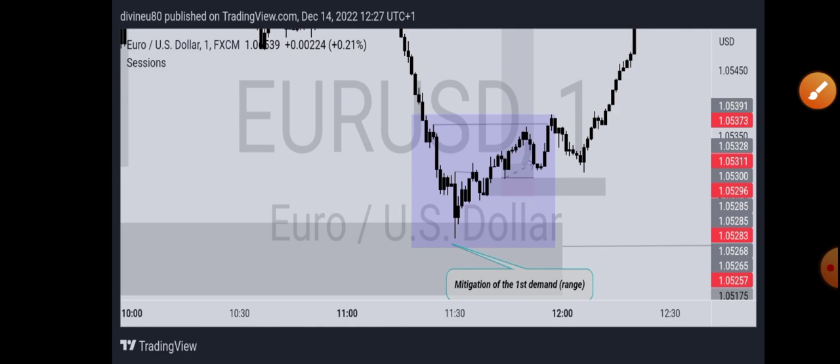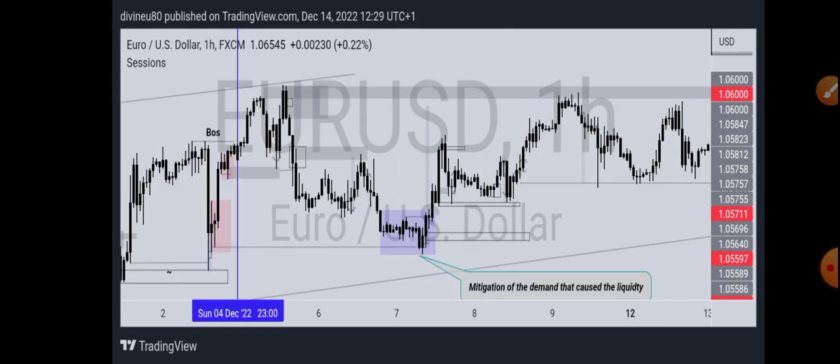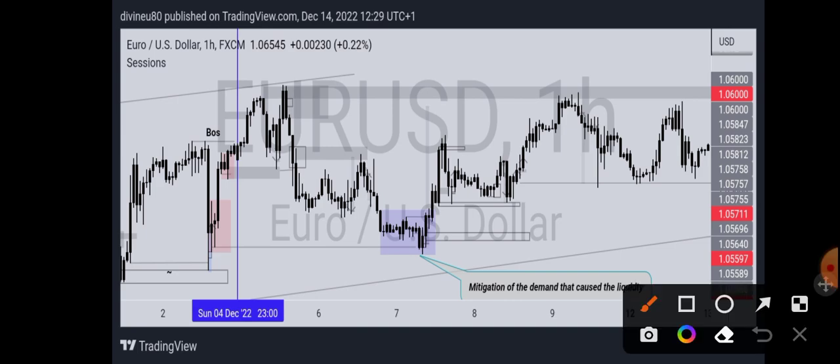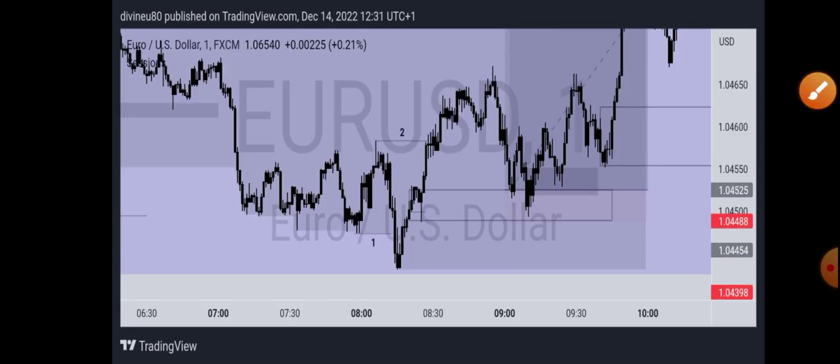So you can see that price has come and mitigated the first demand zone. Are you seeing it? It gave us an entry. Then in this case, after price mitigated the first place, it also came down to mitigate the demand that caused liquidity, which is our second point of interest. And you can see it.